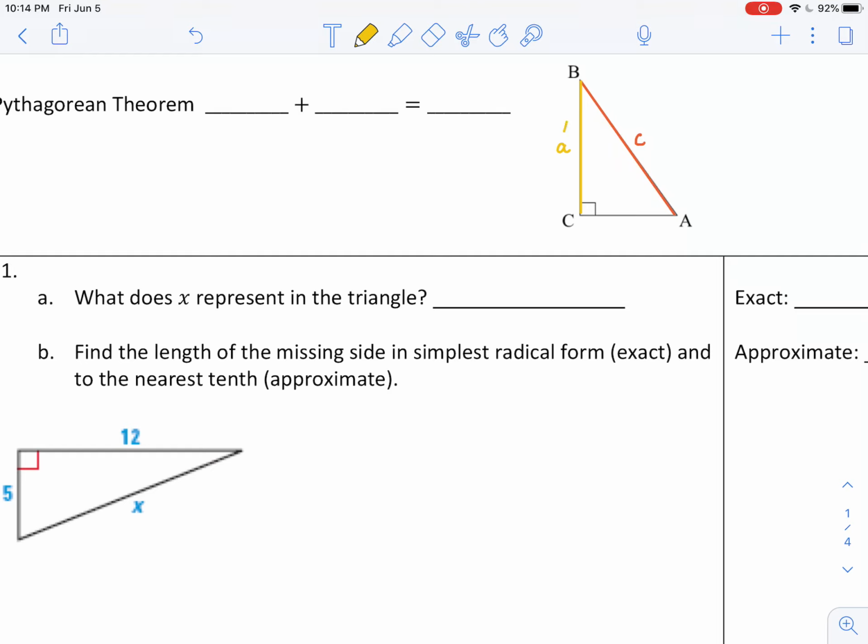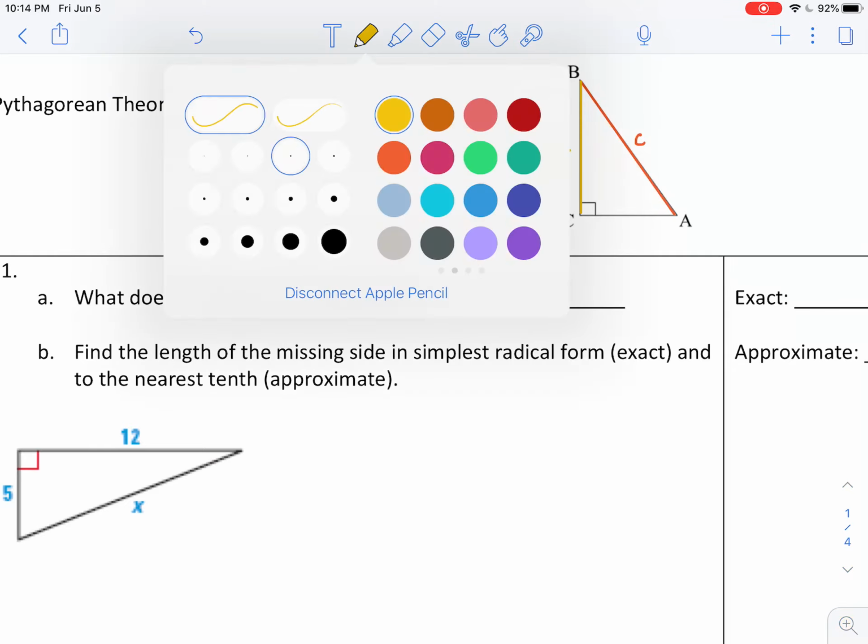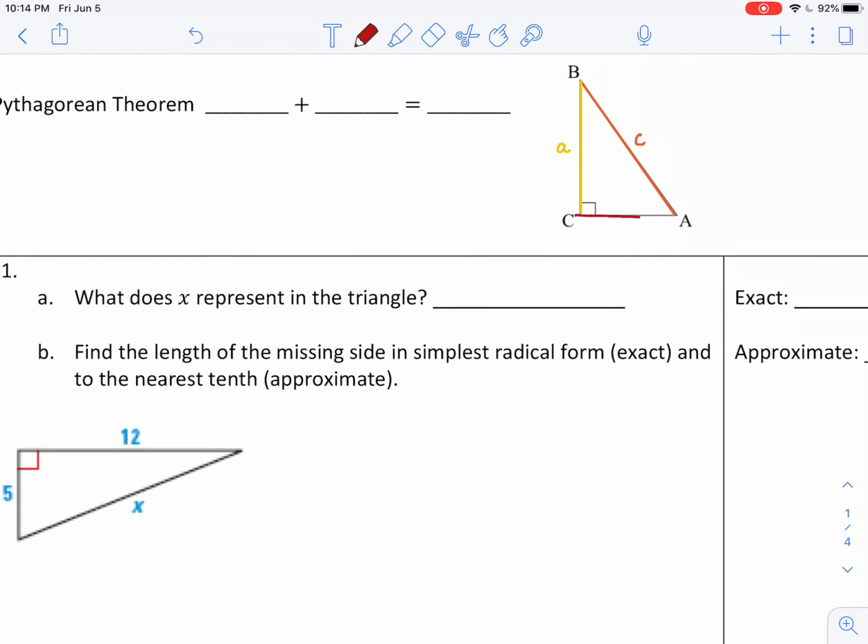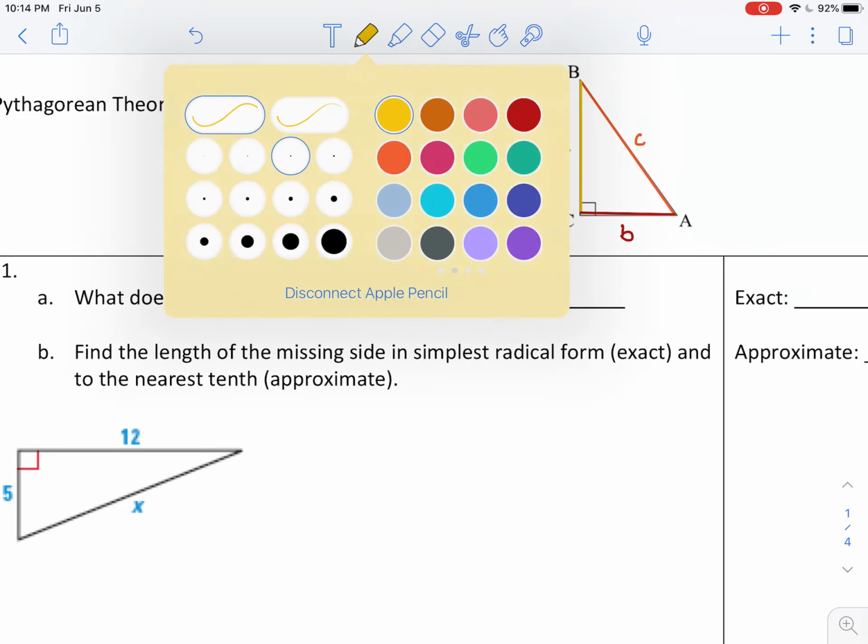So I'm saying it's between B and C and it's across from A. That's what I mean when I say across from A. And lastly, I'll call this side little b because it's across from capital B. This side length thing, there's a relationship with it.